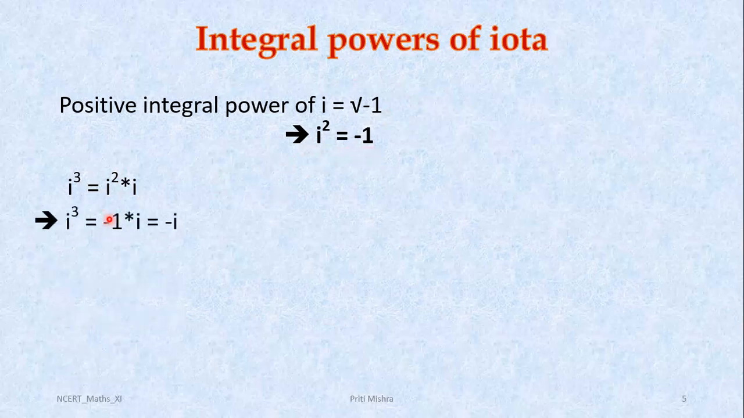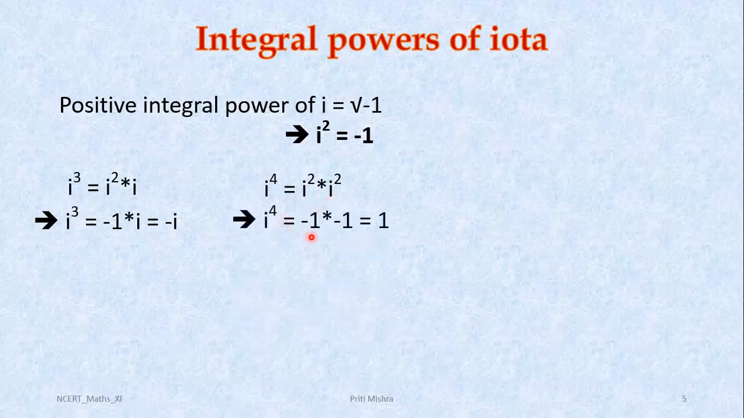So it will be i cube is equal to -1 into i, that is minus i. So the value of i cube we now have is minus i, right? Now we will find out i raised to the power 4. We can write it as i square into i square. Now you have the value for i square, -1 into -1. So we have i to the power 4 is equal to 1 now. i to the power 4 is equal to 1.